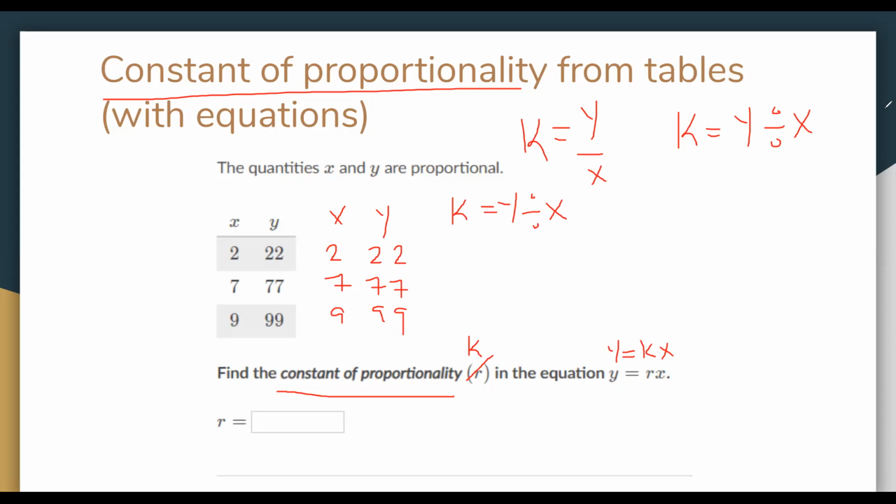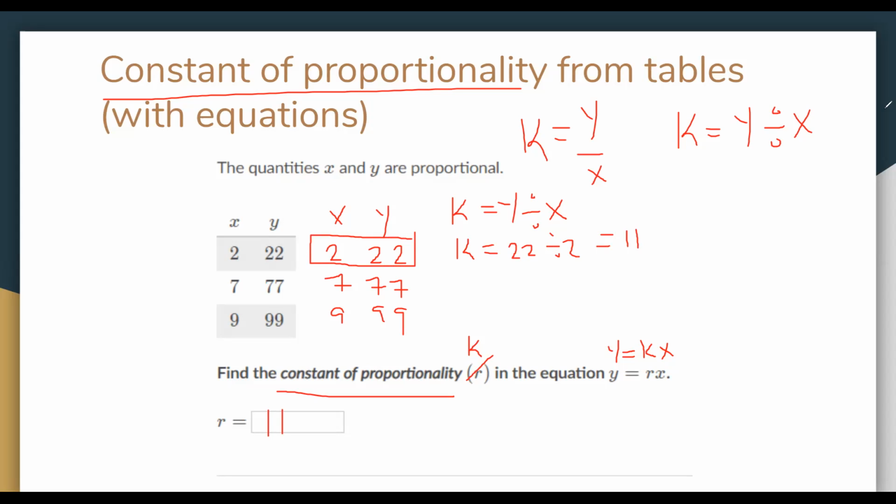So how do you find the constant of proportionality, which is k? You're just going to take each of the pairs. For 2 and 22, you're going to write k equals the y value, which is 22, divided by 2, which is 11. You're actually done at that point. The answer is 11. You just take the y value divided by the x value, and you get the final answer, which is the constant of proportionality being 11.